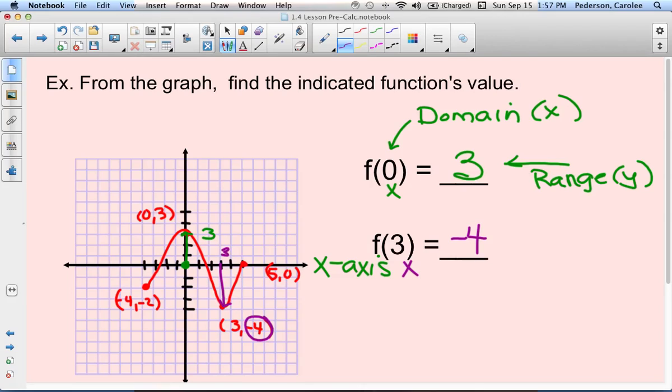Notice these are also the ordered pairs. So if you want to write it as an ordered pair, this is (0, 3), and this is (3, -4) on the graph.